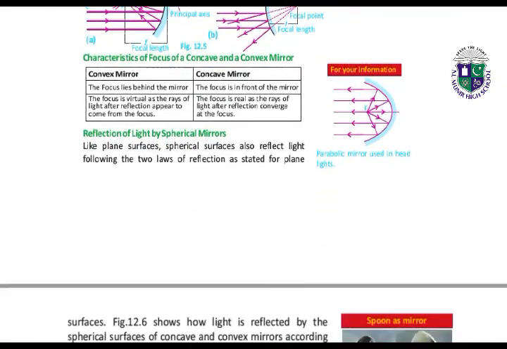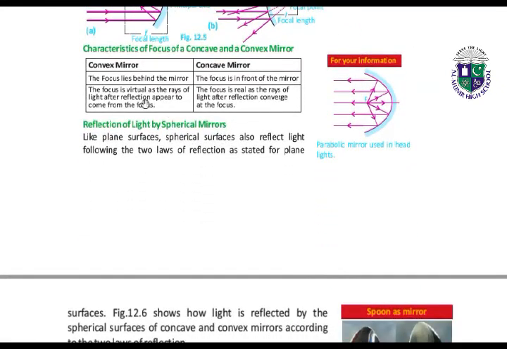Next characteristic: in a convex mirror, the focus lies behind the mirror. In concave, the focus is in front of the mirror. Concave में focus उसका front पे होता है mirror से, इसके mirror की back side पे होता है, behind the mirror होता है. The focus is virtual as the rays of the light after the reflection appear to come from the focus. And in case of a concave mirror, the focus is real as the rays of the light after reflection converge at the focus.